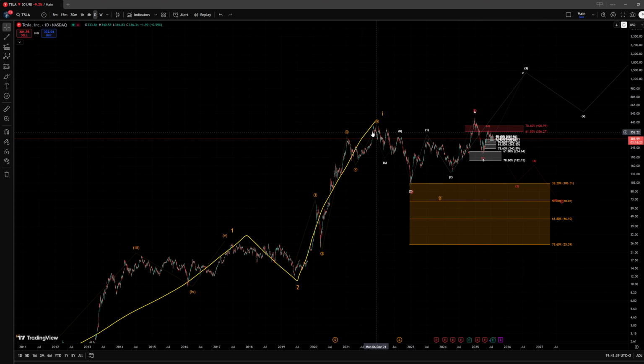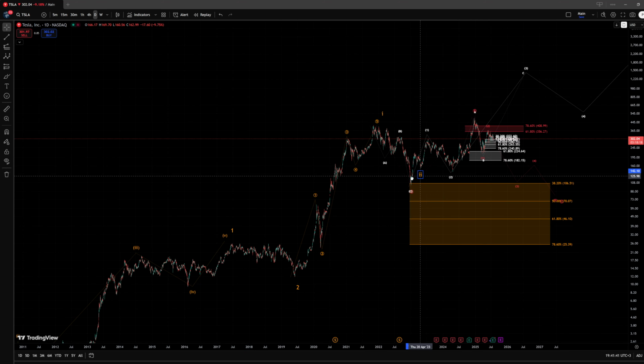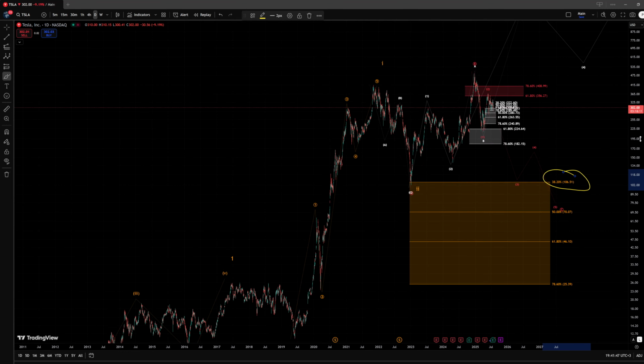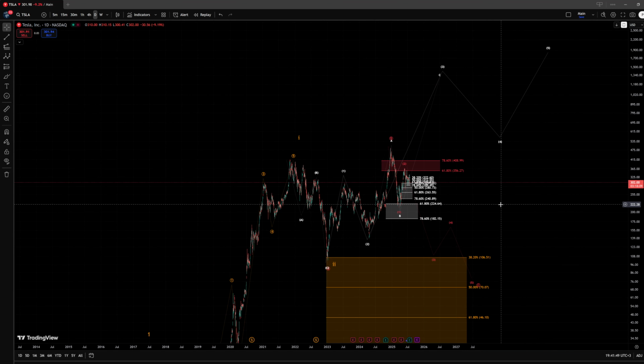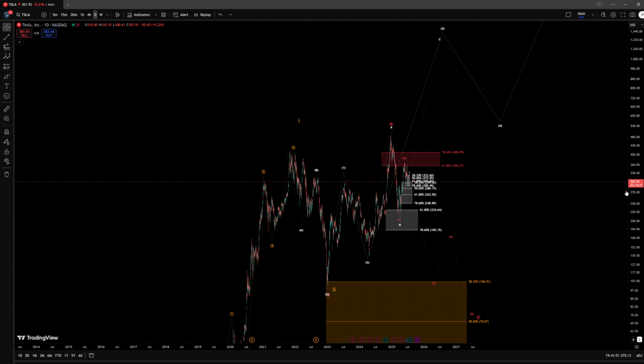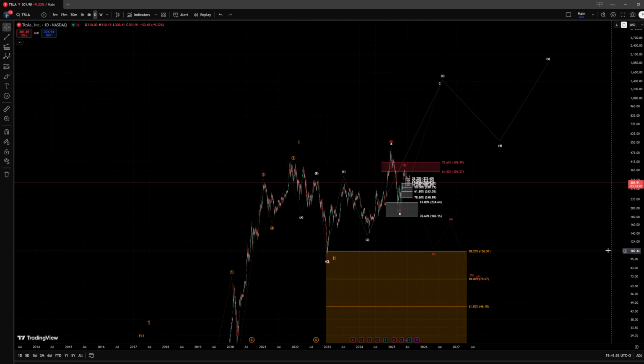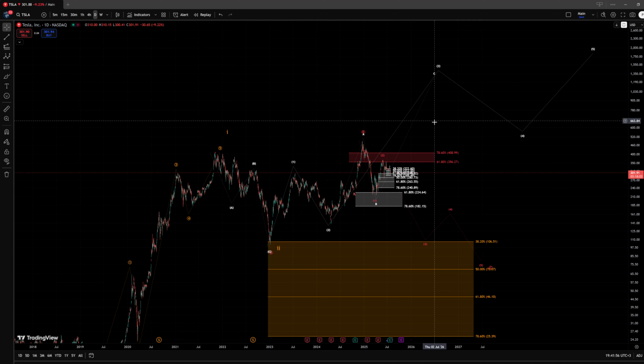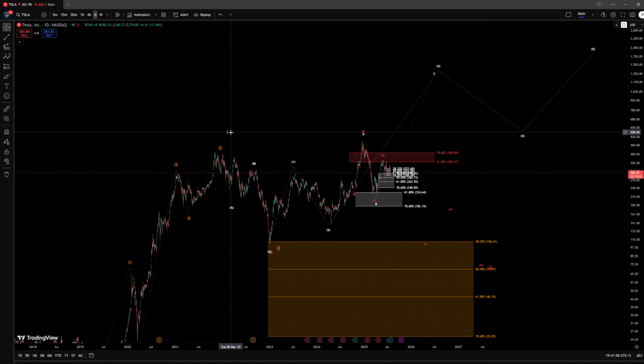Firstly, we have the white scenario in which we completed the wave 2 here at the 38.2% retracement area and started the third wave to the upside that should be the most impulsive of the waves, especially since it is a third wave of a third wave. Forgot to mention that for a moment.